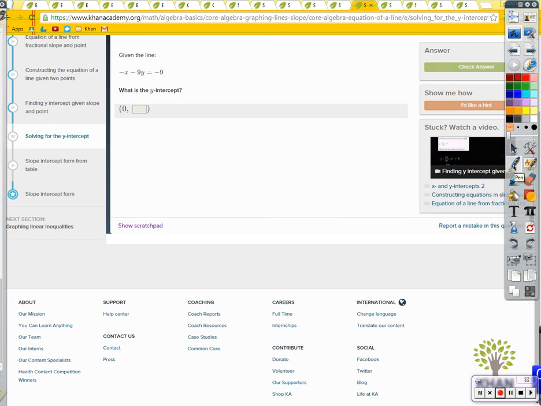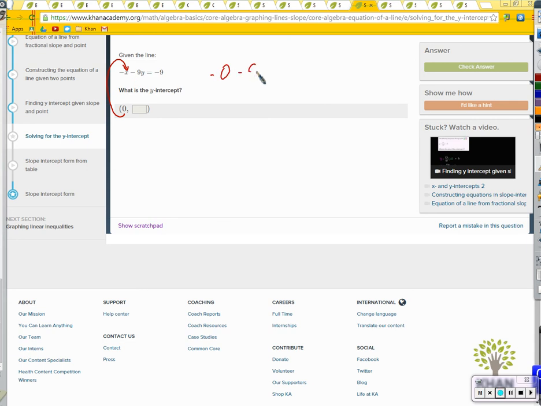Same thing here. If I want to find the y-intercept, x is 0. 0 minus 9y equals negative 9. Negative 9y equals negative 9. Y equals 1. Y-intercept.